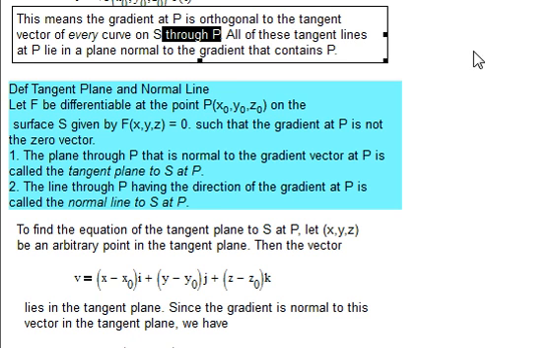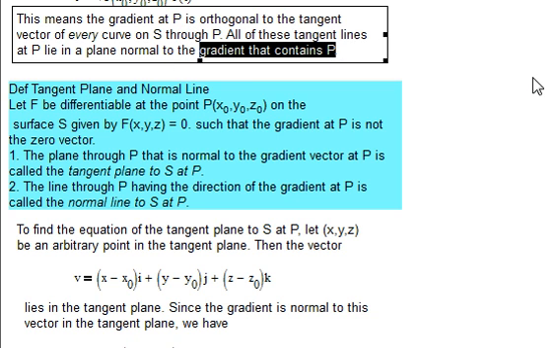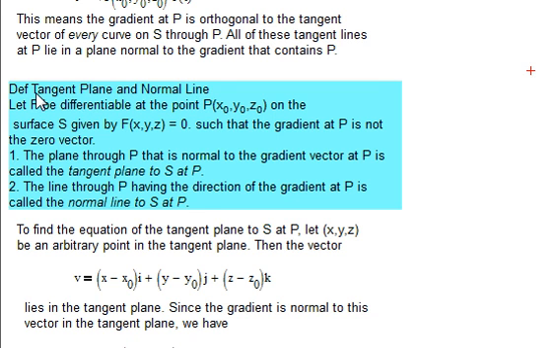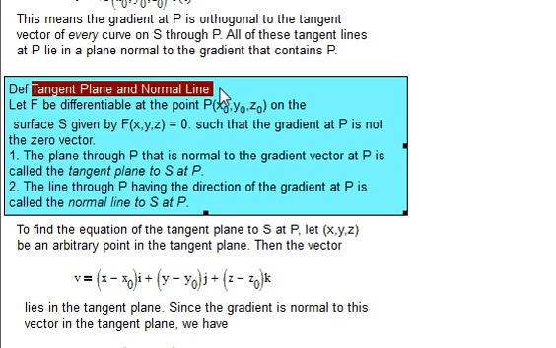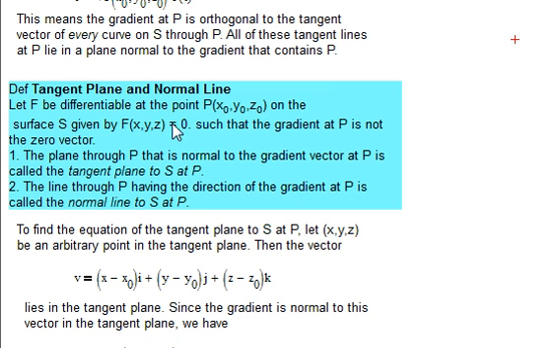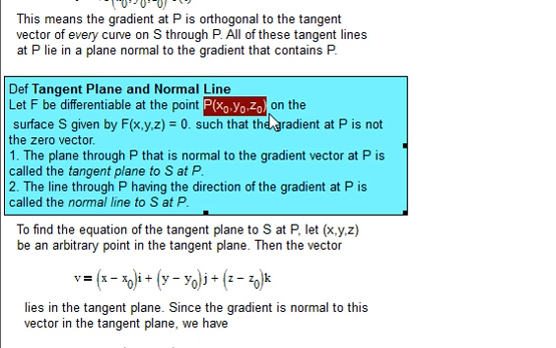All of these tangent lines at P lie in a plane normal to the gradient that contains P. So, here's the definition of the tangent plane and the normal line. Let f be differentiable at the point P(x0, y0, z0) on the surface S given by f(x, y, z) = 0, and you know if you have a surface as a function of two variables, you can convert it to that, such that the gradient at P is not the 0 vector. That would take all the fun out of it if it was.